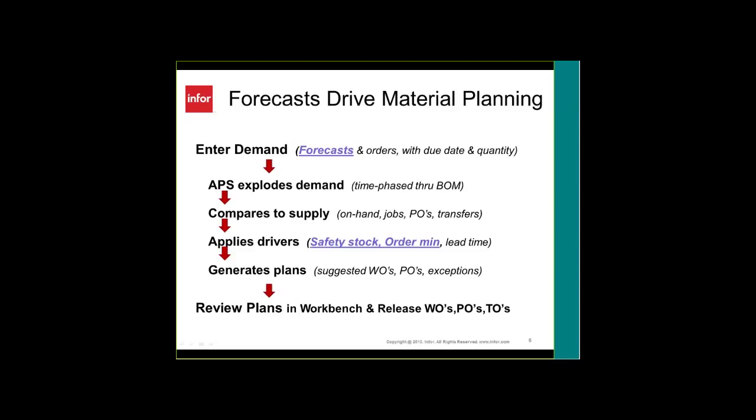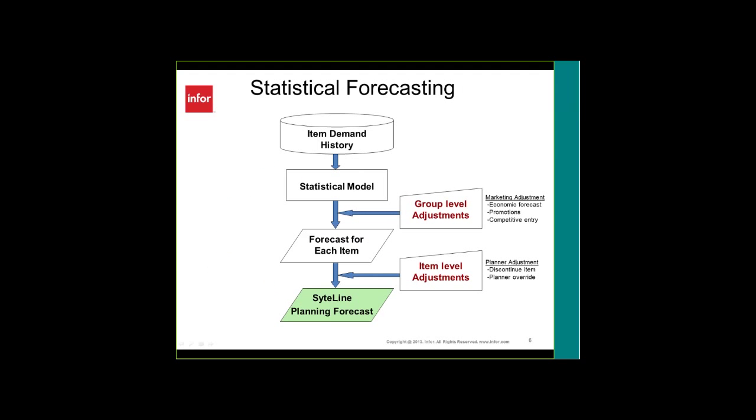Well, this whole process here we call the material planning process, and where the application fits in is what I have in blue and underlined, in that it calculates the forecast, the safety stocks, and the order mins. Because standard SyteLine gives you a place to enter that data, but it doesn't give you any help at all with coming up with what should be entered there, and that's the purpose of this tool set.